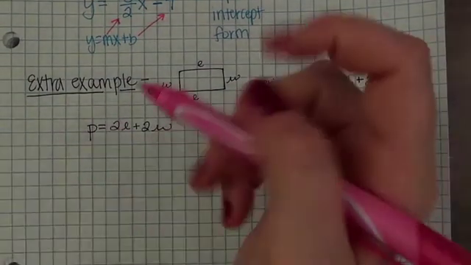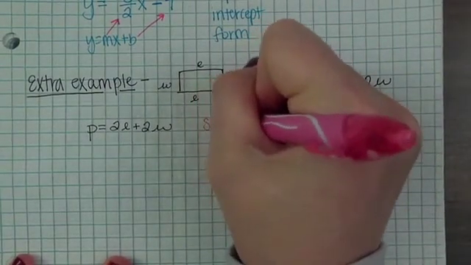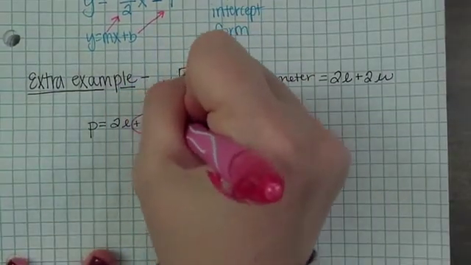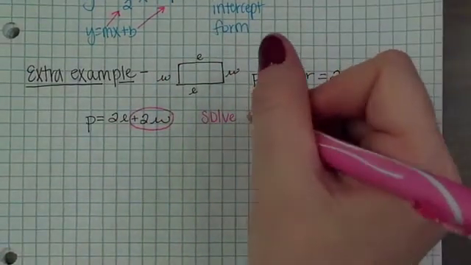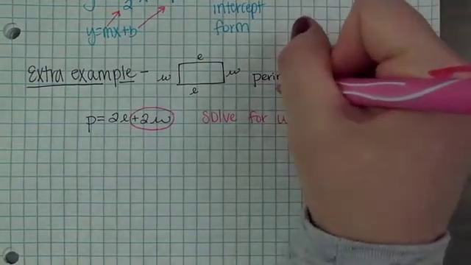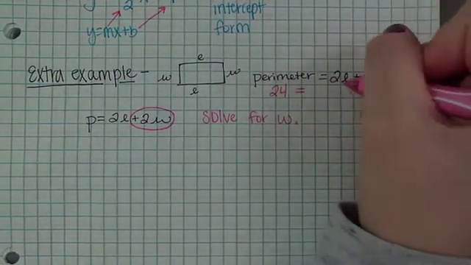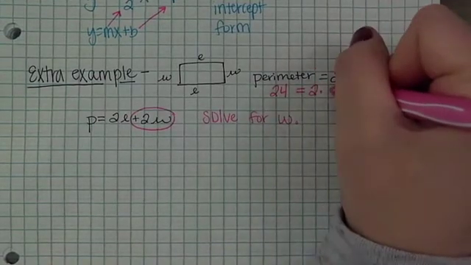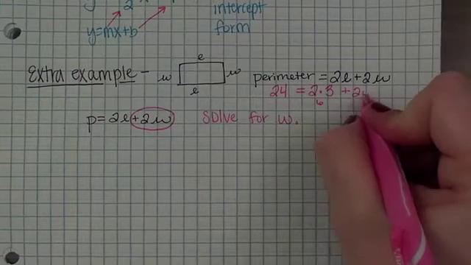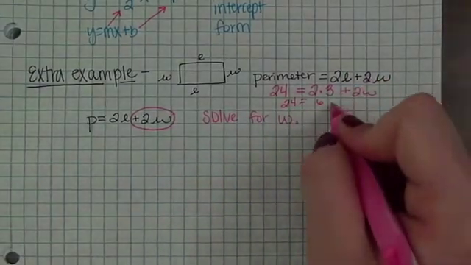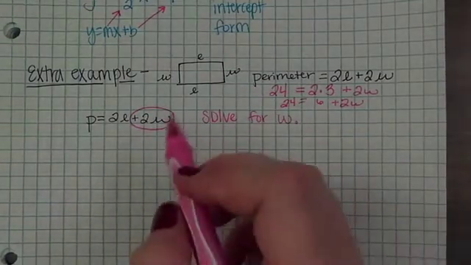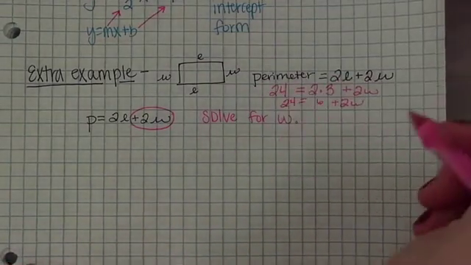Let's say I wanted to solve for W. If I said solve for W, that means I'm going to circle the part with the W. The reason you would want to do that is if I knew my length and my perimeter, but I was trying to find my width. So let's say our perimeter was 24 and our length was 3. I could do 2 times 3 is 6 plus 2W equals 24, but I still don't know what my W is, so that's why we do this. We're going to solve the equation for W, and then I'm going to continue showing you why.